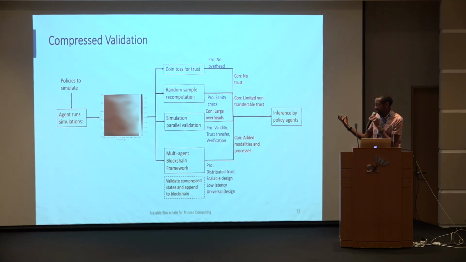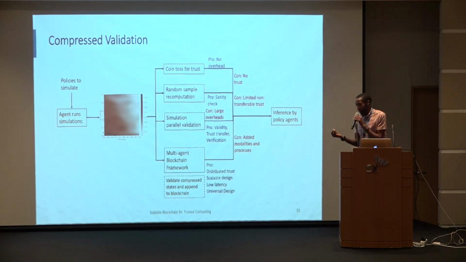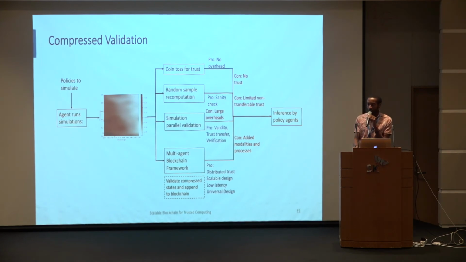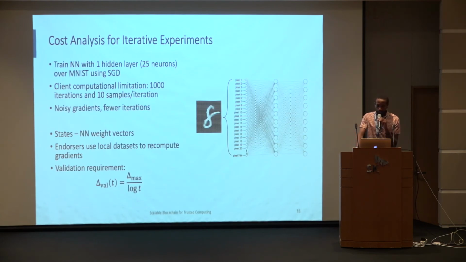So we just introduced a multi-agent blockchain framework, which helps us validate the outputs of a given machine learning model. The advantage really is that it's distributed, scalable, and we've shown that we can reduce the communication and storage challenge that we had. Looking at the experiment, we had a computational system where we train a 3-layer neural network using SGD on MNIST. The client is computationally limited in this case and can only sample small batch sizes and a limited number of iterations of SGD. Other endorsers have more computing power, but only have access to limited training data.